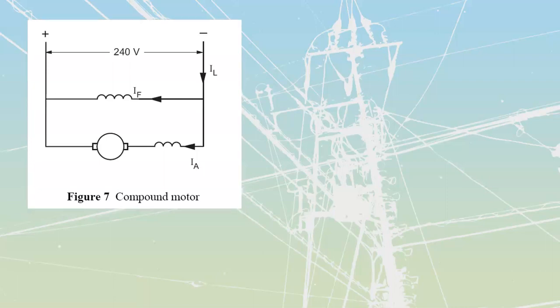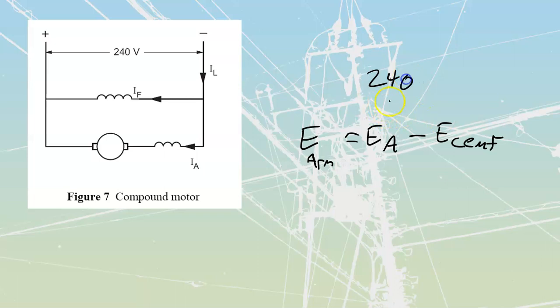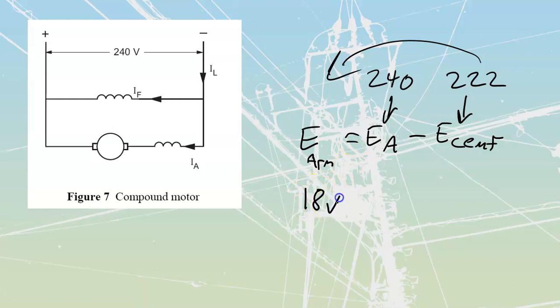This one, if I apply 240, so my E applied minus my counter EMF is going to equal my E on my armature. So if I have 240 volts applied, but I fight back against that 240 volts with 222 volts of counter EMF, that means I'm only going to have the difference. That is going to become my applied value, a difference of 18 volts. I'm going to have 18 volts as my armature value of voltage.